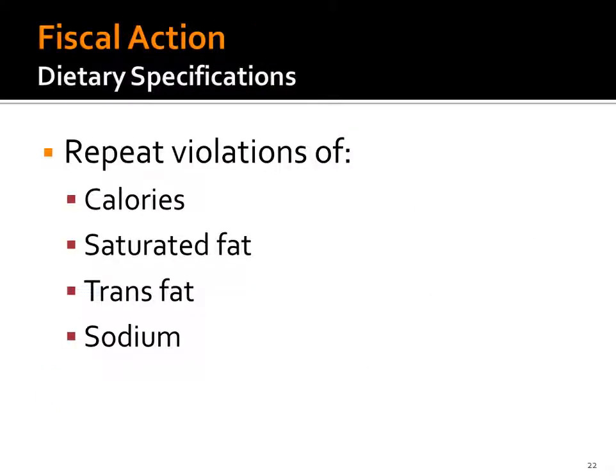Fiscal action is taken for a repeated dietary specification violation from one administrative review to the next for the same citation and/or finding. For example, if you are cited in your upcoming review that saturated fat exceeded the standards, and the same finding of saturated fat occurs on the next review in 3 years, then fiscal action will be assessed for meals. It does not matter if the finding was in different schools. This assessment would be for any school in the district.